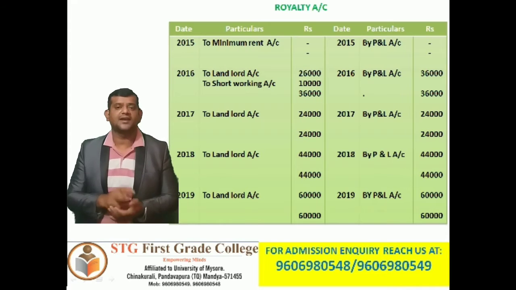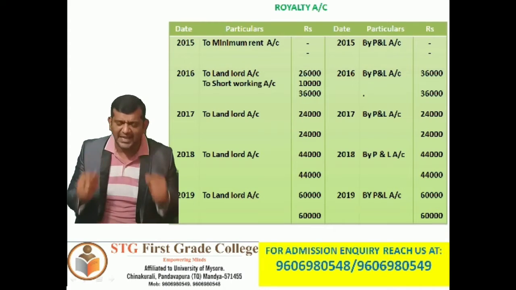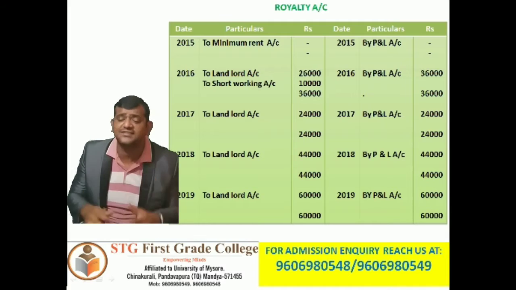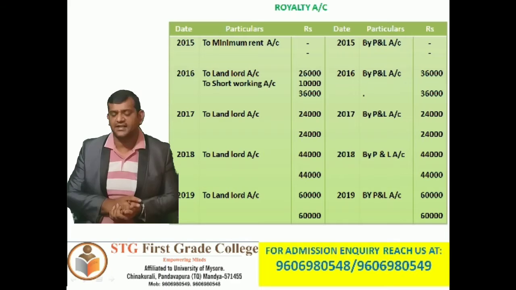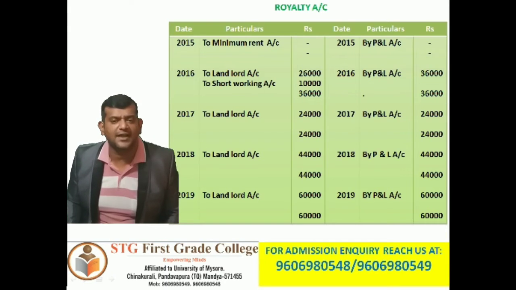2015 by P&L account nil, because there was no production that had happened. It is a 0. So that is why royalty column is 0 in the analytical table. So here also 0. 2016 to landlord account.